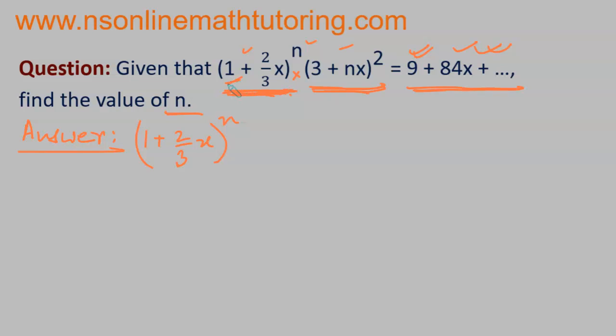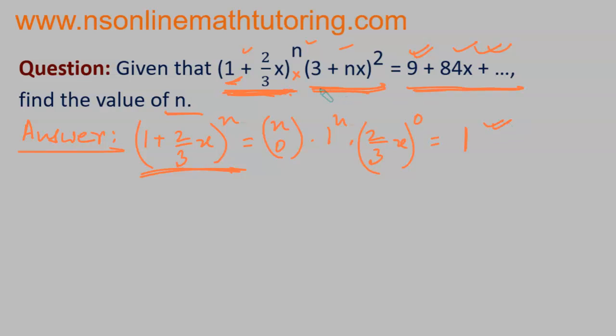Okay. And of course, we see the constant term from this. This is the first term. The first term of this expansion will be nC0, and nC0 is equal to 1, 1 raised to the power of n minus 0, that is n, and 2 over 3 times x raised to the power of 0. So this is equal to 1. nC0 equal to 1, 1 raised to the power of n is equal to 1, 2 over 3 times x raised to the power of 0 is equal to 1. So this is the first term of this expansion. So this is a constant term.